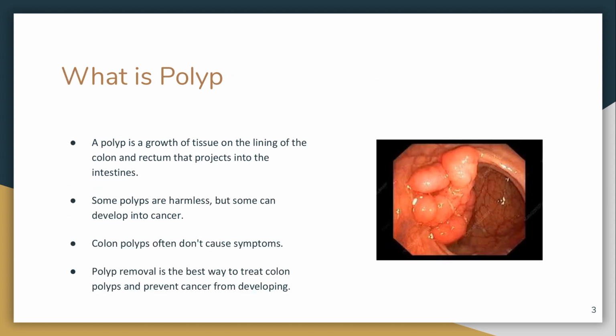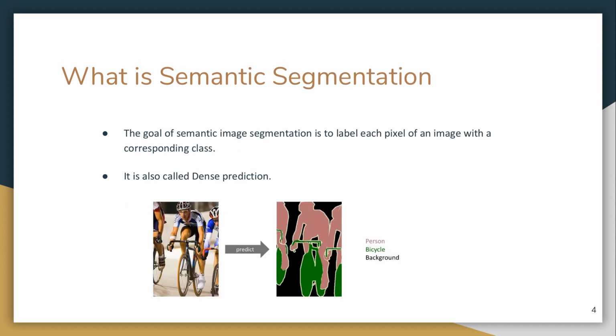So first of all the question arises, what is a polyp? A polyp is a growth of tissue on the lining of the colon and rectum that projects into the intestines. Some polyps are harmless, but some can develop into cancer. Colon polyps often do not cause symptoms. Polyp removal is the best way to treat colon polyps and prevent cancer from developing.